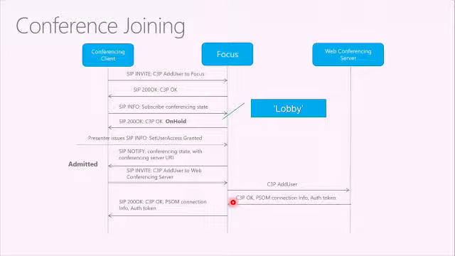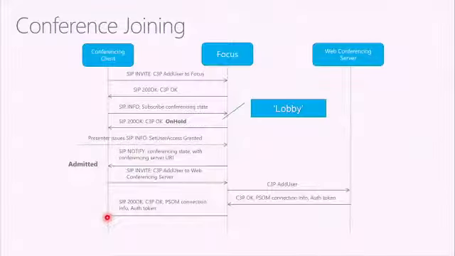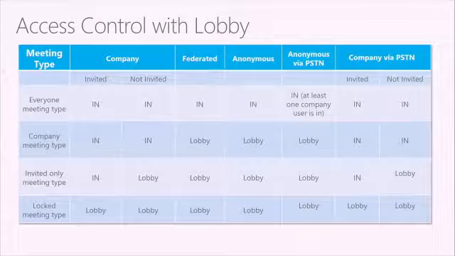That gets passed back to the focus, which in turn the focus passes back to me saying, all right, you're allowed to get in, and here's all the relevant information that you need to go to get to the web conferencing server, right? This is the PSOM connection info. Here's your auth token that you need to get in. And now you'll be able to see whatever content is being presented by the web conferencing server once you establish your PSOM connection. All right, so this is a good walkthrough that kind of shows a couple of different aspects of conference join, including getting into the lobby and even being able to enlist yourself into one of the MCUs that we have available.